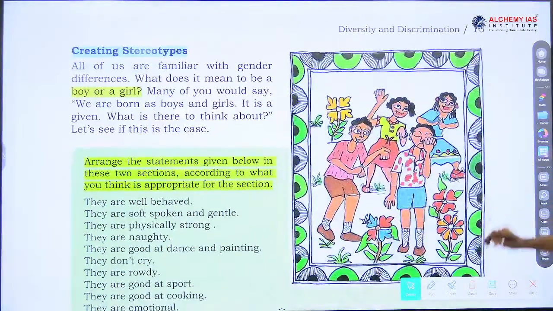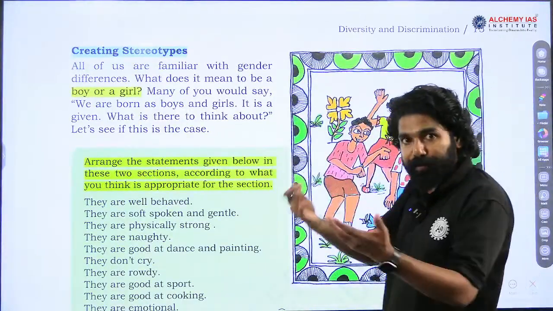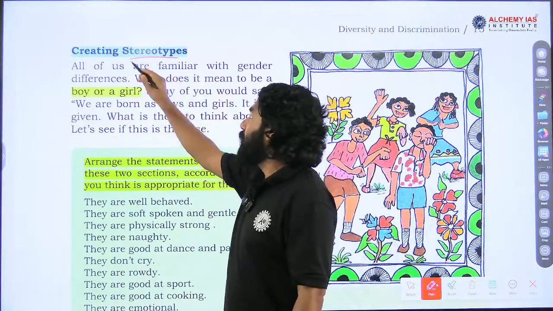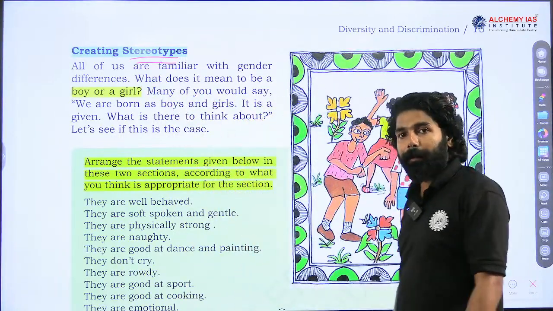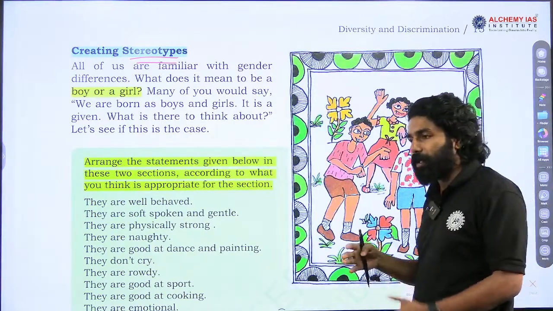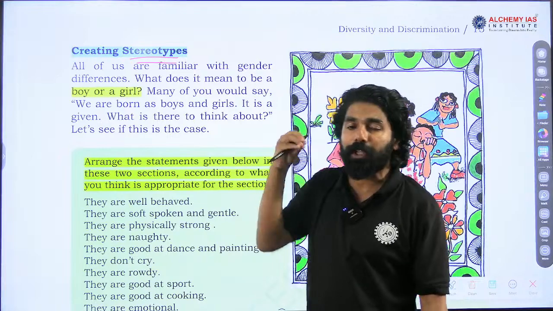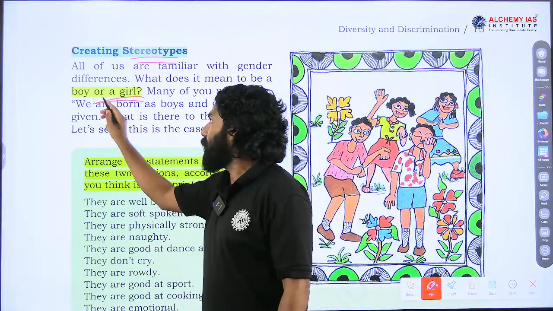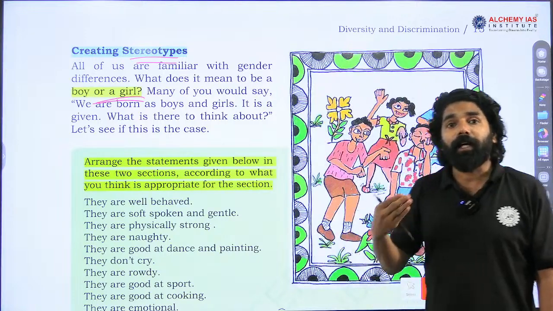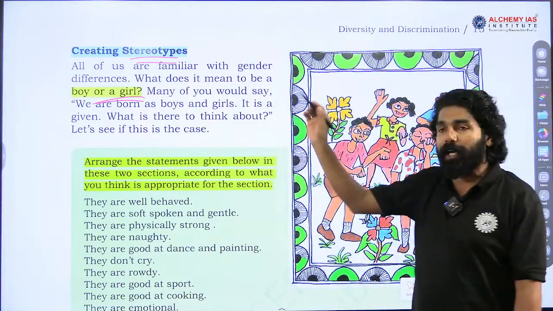Then this chapter also explains another concept to explain the discrimination or inequality that we face in India, that is the next concept, the stereotype. We create stereotypes. How do we create stereotypes? In order to explain this concept of stereotype, this chapter has given examples from the gender perspective, the stereotype that we create about boys and girls.